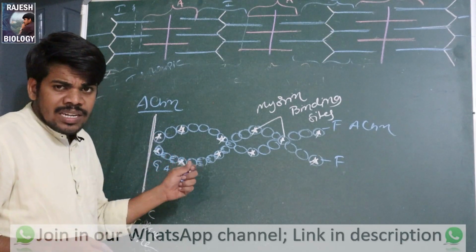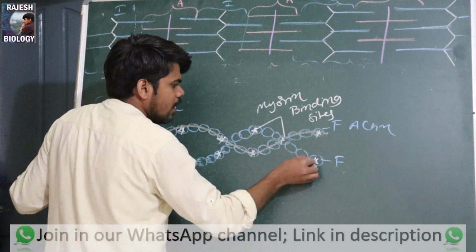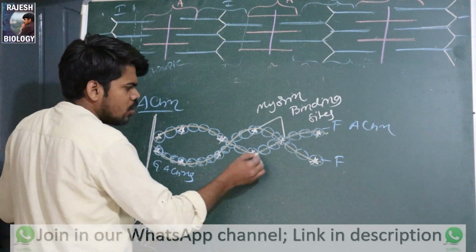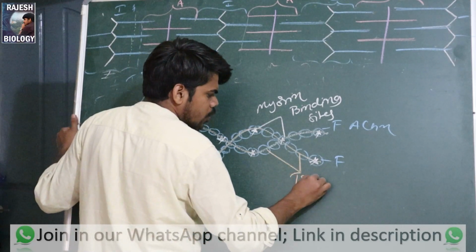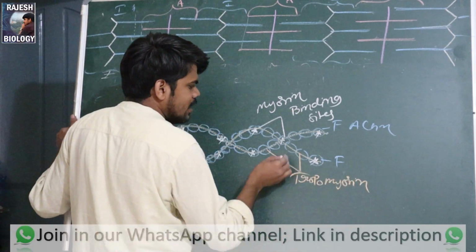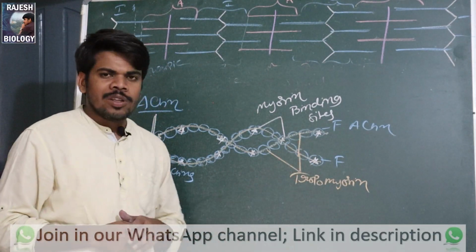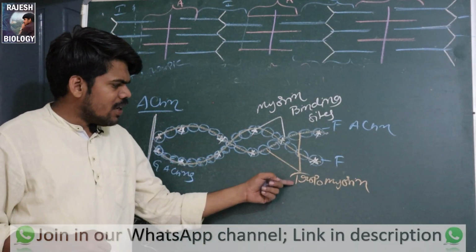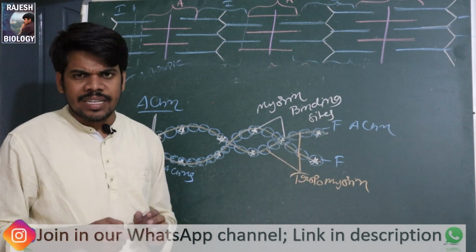But these myosin binding sites are not exposed. They are covered by another protein which runs parallel to the actin. That is also two, two proteins which run parallel to the actin. That is tropomyosin. Tropomyosin is different from the myosin. Myosin is a contractile protein. Tropomyosin is not a contractile protein. Contractile proteins are only two, actin and myosin. Tropomyosin is a regulatory protein. Why it is called a regulatory protein, we will discuss later.